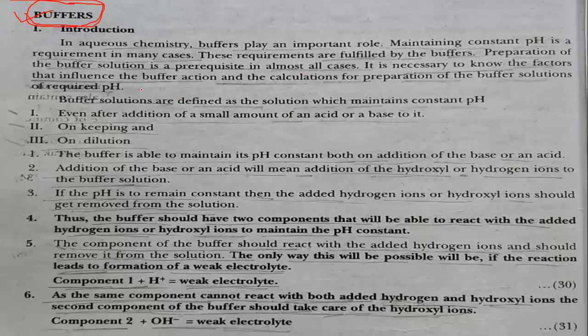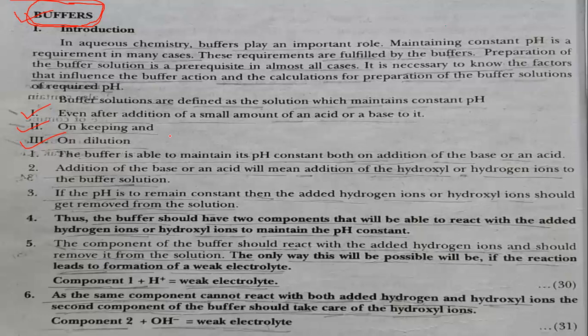Even after addition of a small amount of acid or base, it maintains its pH constant; pH does not change. If you keep a buffer solution over a period of time, it also maintains its pH. Even if you dilute that solution up to a certain extent, it maintains its pH. So in short, in these cases, it maintains its pH at a fixed value.